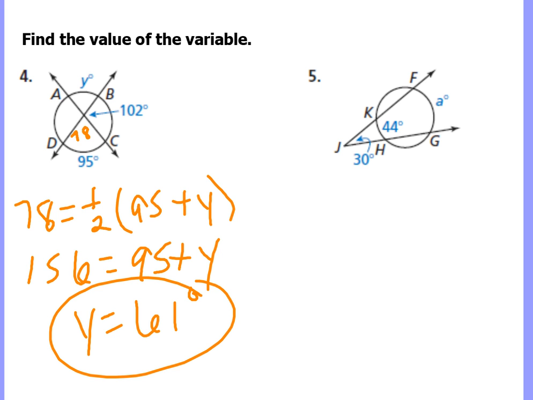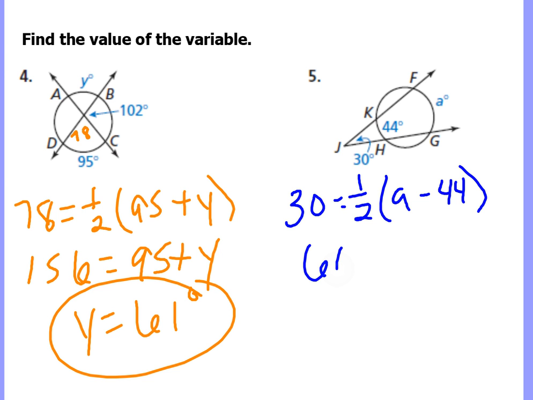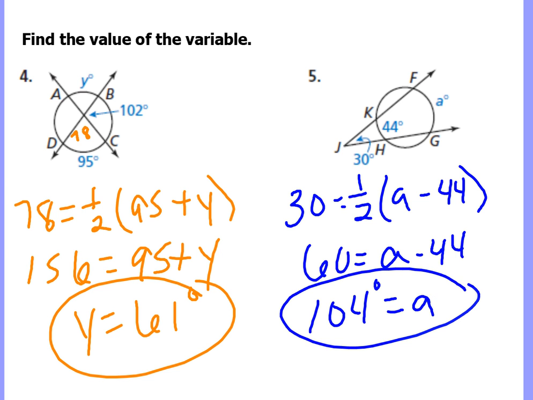All right, and what about one more? What about one more possibility using our outside angles? Well, we said that the exterior outside angle created by two tangents is half of the difference of big minus little. So our outside angle is 30. Half of the big is A minus the little is 44, excuse me. So once again, multiplying by 2 on both sides, and then going ahead and adding 144 over, we see that A will have a value of 104 degrees in the end.